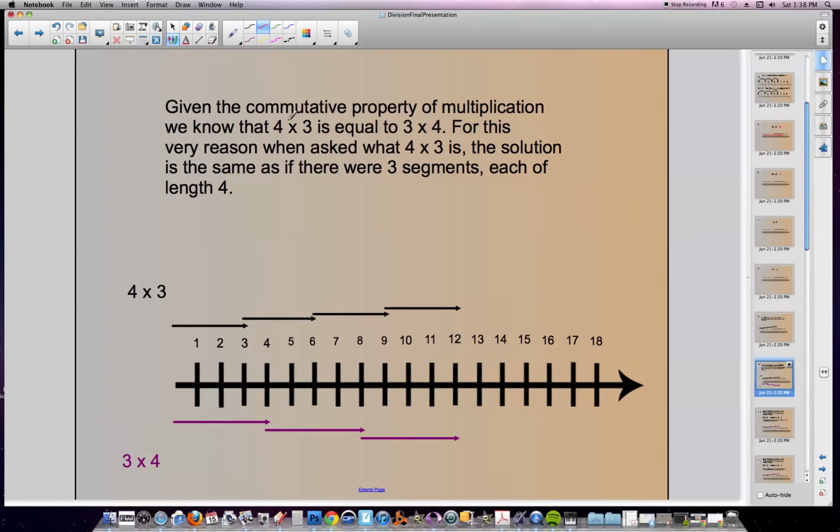Given the commutative property, we know that we can look at this really either way. 4 segments that each have a length of 3: 3, 6, 9, 12. Or 3 segments that each have a length of 4: 4, 8, 12.